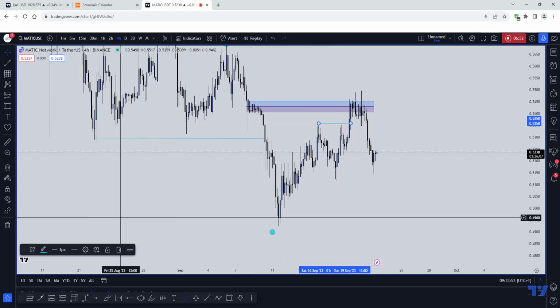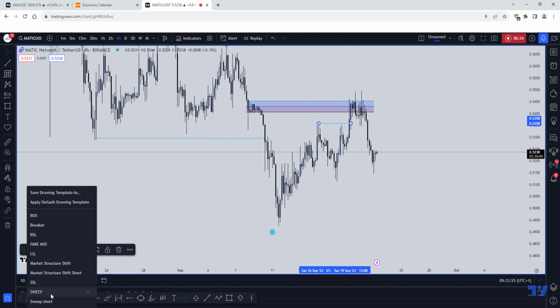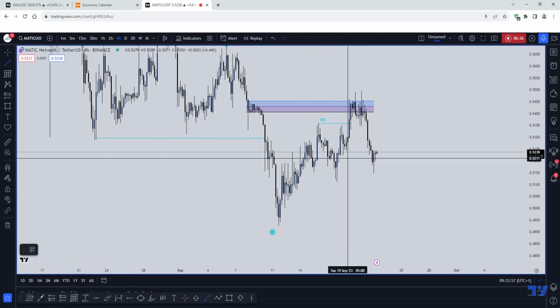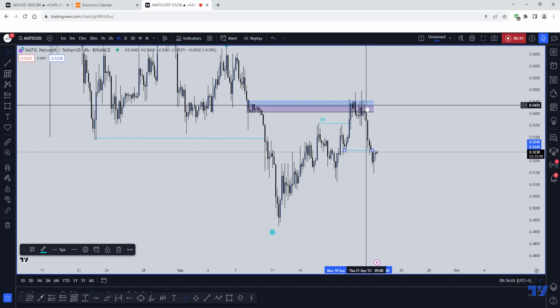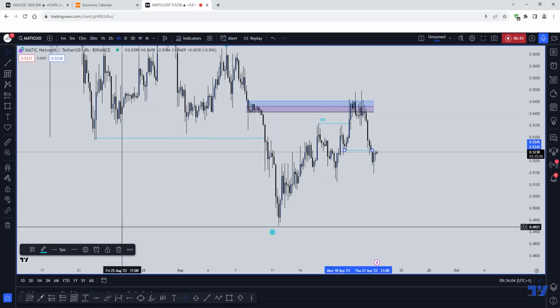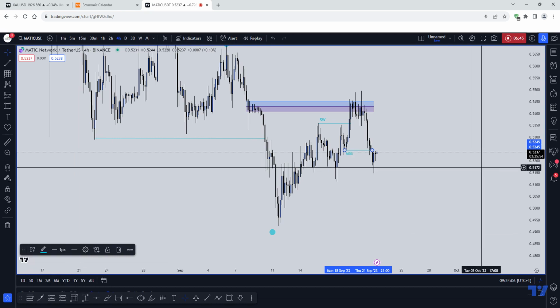Why is this the shift in market structure? Because you can clearly see we swept that high, then we broke that low. That was the last higher low from a 4-hour perspective during this corrective move that pushed the market into the highs. Then we shifted structure to the downside.